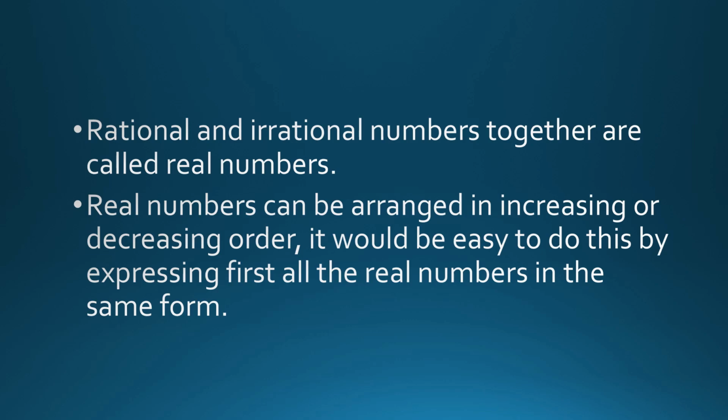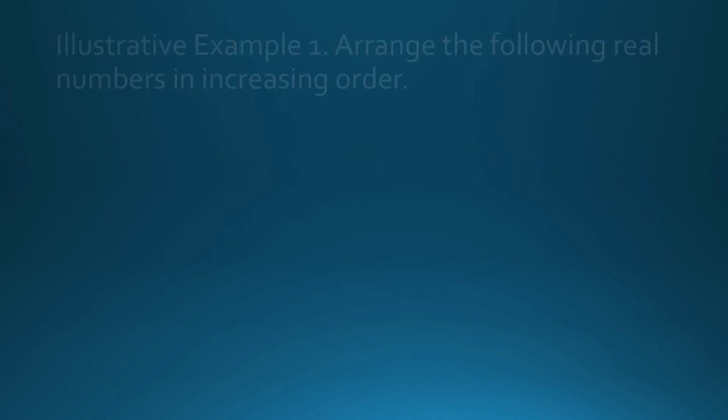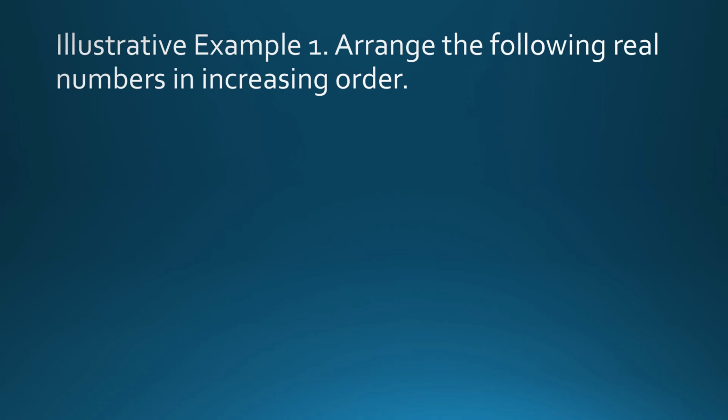When we say the same form, you can convert the given into fraction or decimal for you to arrange the given easily in increasing or decreasing order. Let us have the illustrative examples. Example number 1. Arrange the following real numbers in increasing order. When we say increasing, that is from lowest to highest.